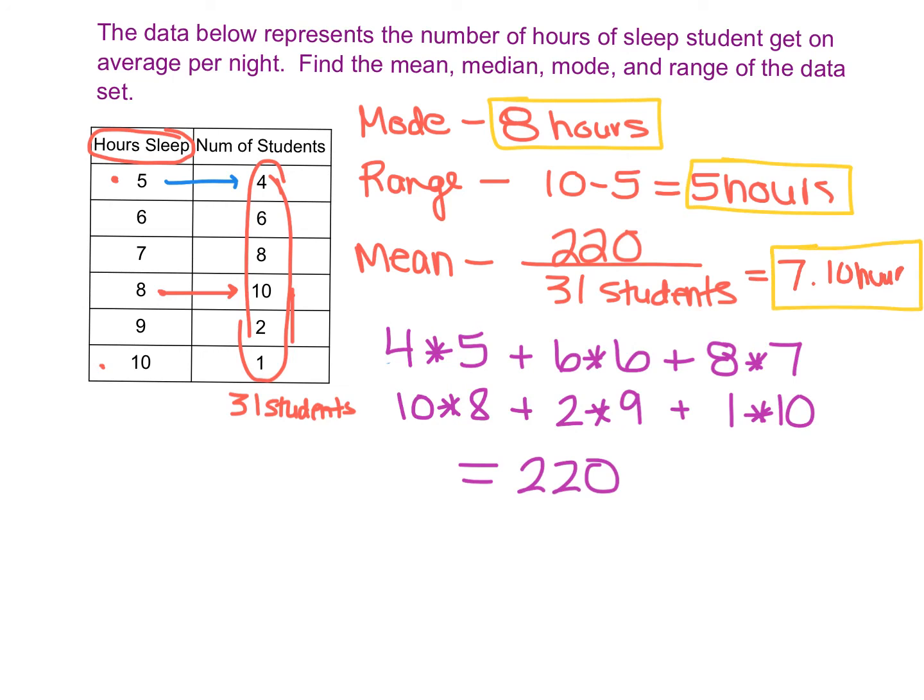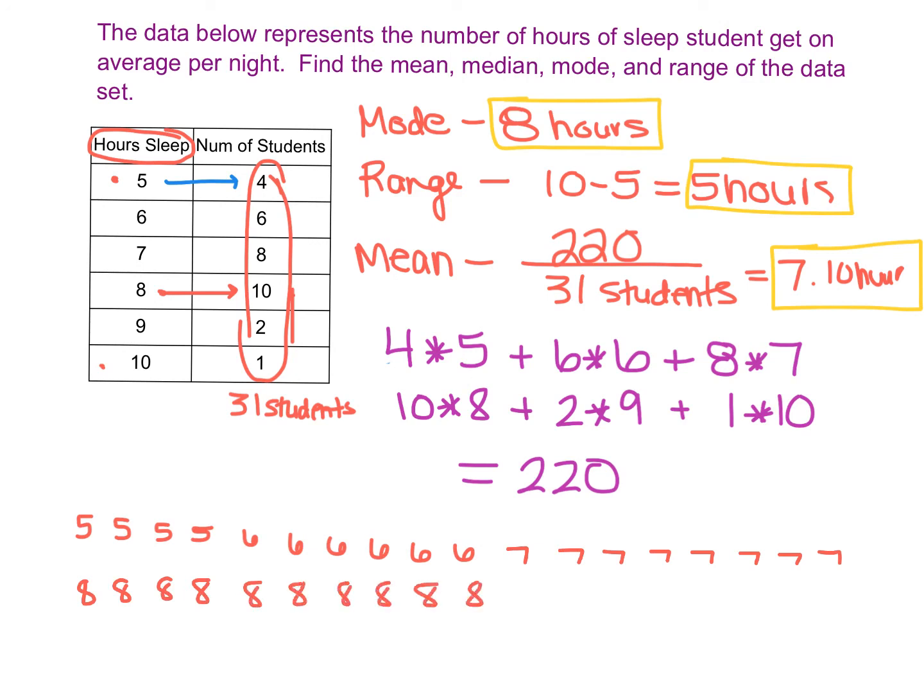Now the last thing that I need to do is find the median. Again, sometimes the easiest way to find this one is to write out all of the hours and then cross them off in order to find that middle value. So that's what I'm going to do here. I have 4 5s, so I have 5, 5, 5, 5. Then I have 6 sixes: 1, 2, 3, 4, 5, 6. I then have 8 sevens: 1, 2, 3, 4, 5, 6, 7, 8. I have 10 eights: 1, 2, 3, 4, 5, 6, 7, 8, 9, 10. And then I have 9 twice and 10 once.